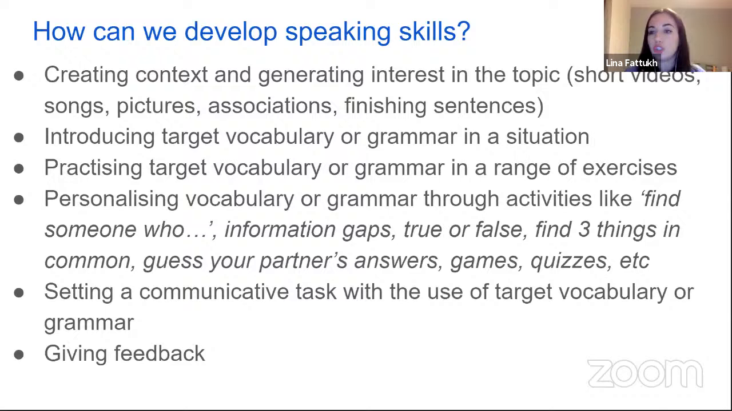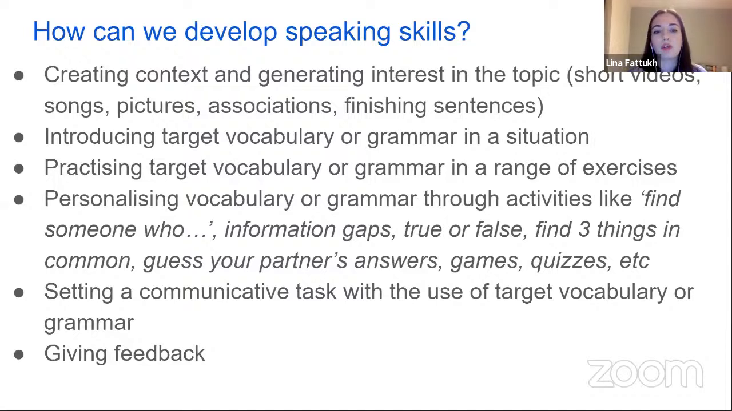New grammar can be found sitting in a text or in a listening, or students may see it in a video. And what the teacher does next is we extract this vocabulary or grammar and we introduce it to students. We make sure that they understand what it is, why and how it is used, and then we move on to practicing this grammar or vocabulary in a range of exercises. Another important thing here is personalization. We've already spoken about it.